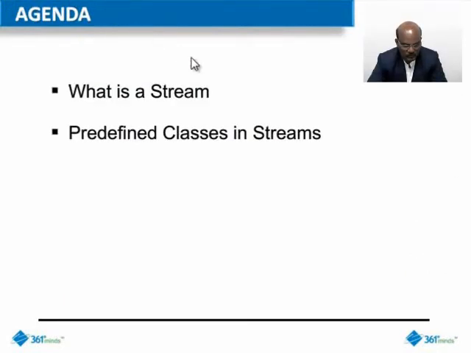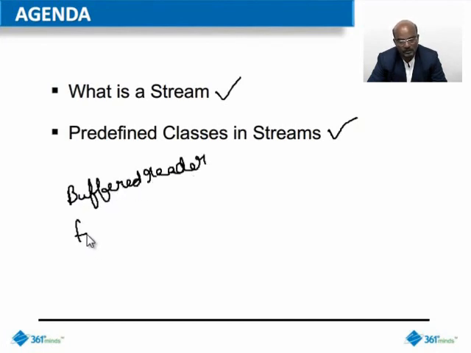So in this session we saw what a stream was and the predefined classes and streams. But don't get perturbed, this is not the end of it. We have some more stream classes to come in the next sessions, like say for example the buffered reader, the file writer. These kind of streams are yet to come and we'll see them in detail in the sessions to come, and also programs to go along with it.